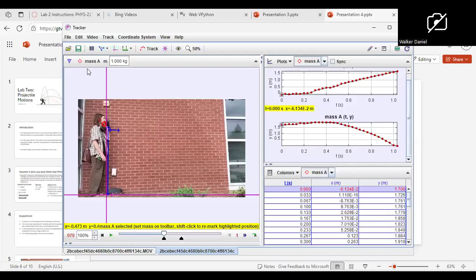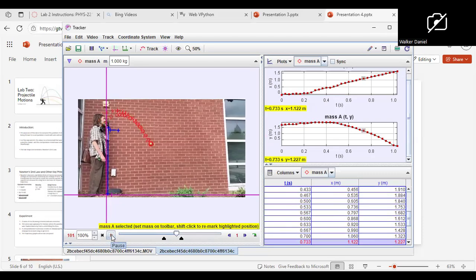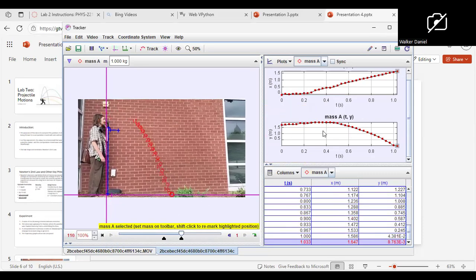In our observed results, we go into Tracker here. As you can see, we tracked the ball frame by frame, starting right when the ball is released and ending right when it hits the floor right here. And here are the graphs over here.